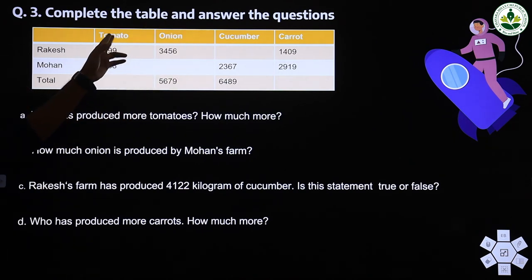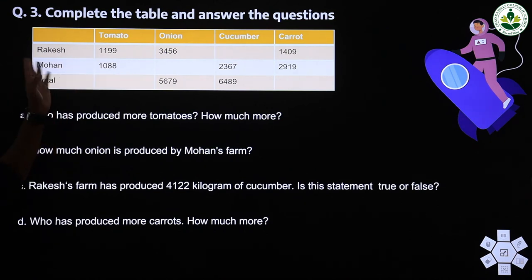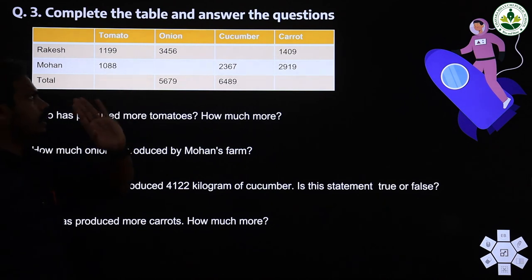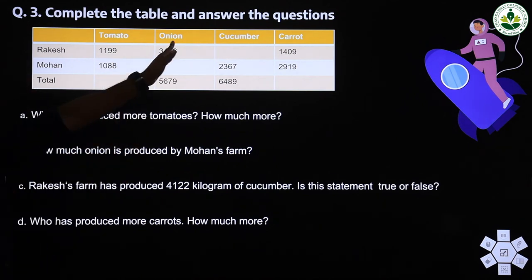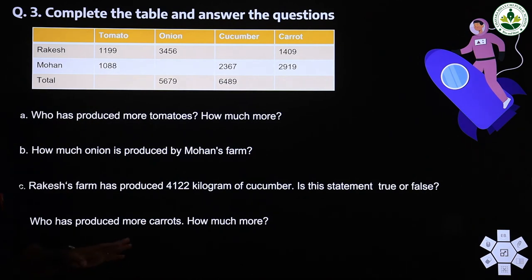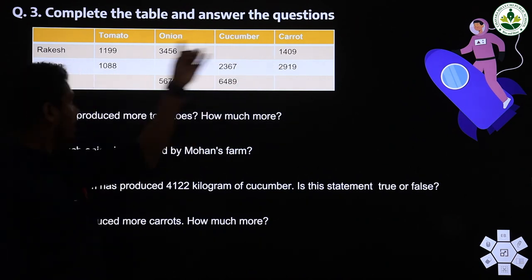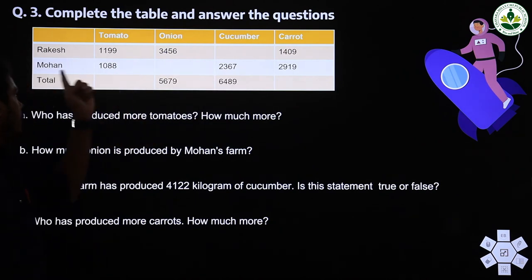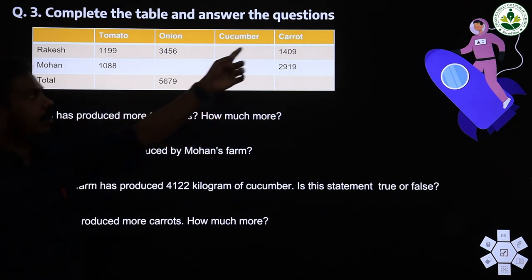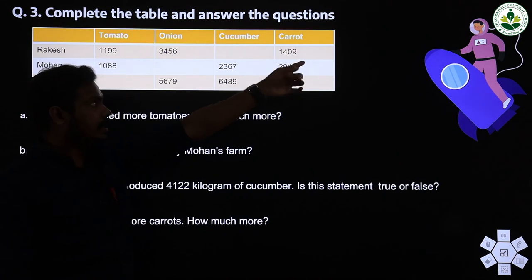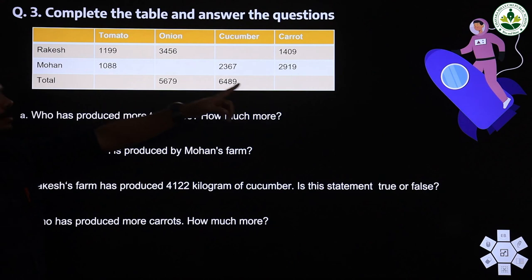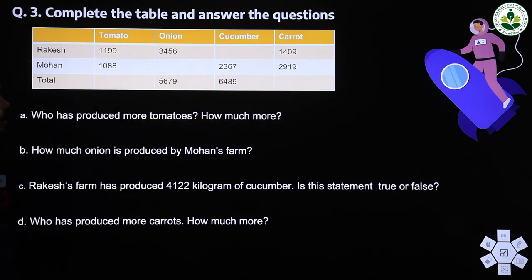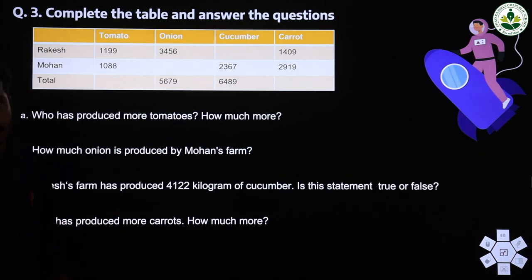In the first table, that is tomato, Ragesh produced 1199, Mohan produced 1088. And in the second column, Ragesh produced 3456 onion, and the total they gave is 5679. And in the third column, Ragesh's number is missing, and they gave Mohan's number and the total. And in the fourth column, they gave the number of carrots they produced. And we need to find the total. In the first column, they gave the number of items Ragesh produced and Mohan produced. We need to find the total number of items that they produced. How will you find the total?